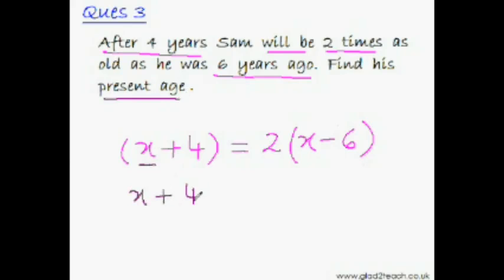x plus 4 equal to 2x minus 12. 2x minus x would be x, and 4 plus 12 would be 16, isn't it? When this minus 12 comes to this side, it will become plus 12, and 4 plus 12 is 16. That's it. Question solved. So Sam's present age is 16 years. You see how easy it is to solve word problems. We just need to translate the English sentence into a mathematical equation.